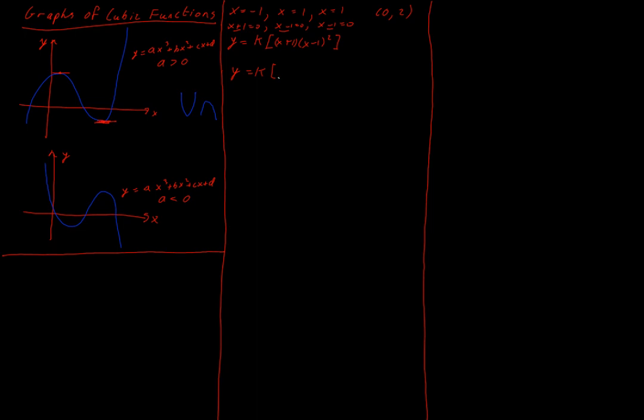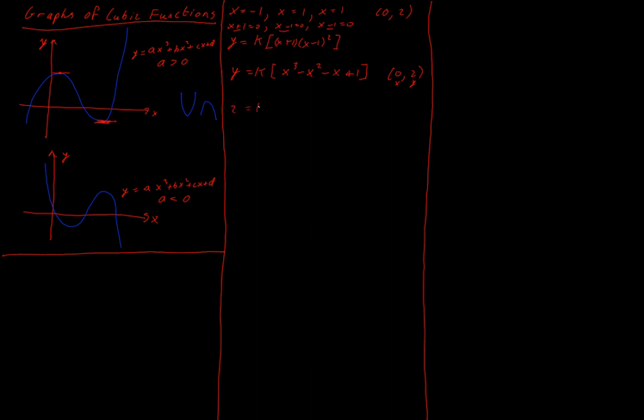we are going to get x cubed minus x squared minus x plus 1. And now how am I going to find the value of k? Well, I'm going to sub in my x is 0, y is 2. And I'll find the value of k that way.